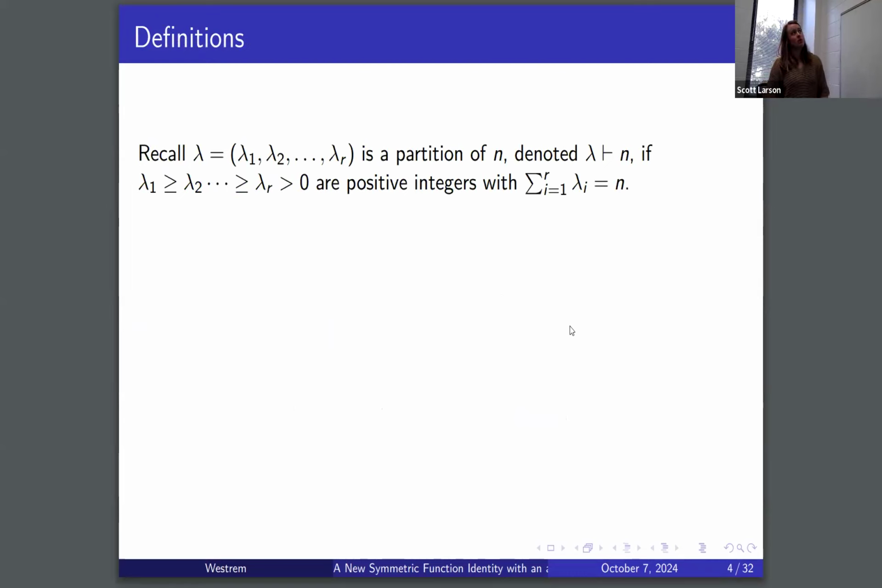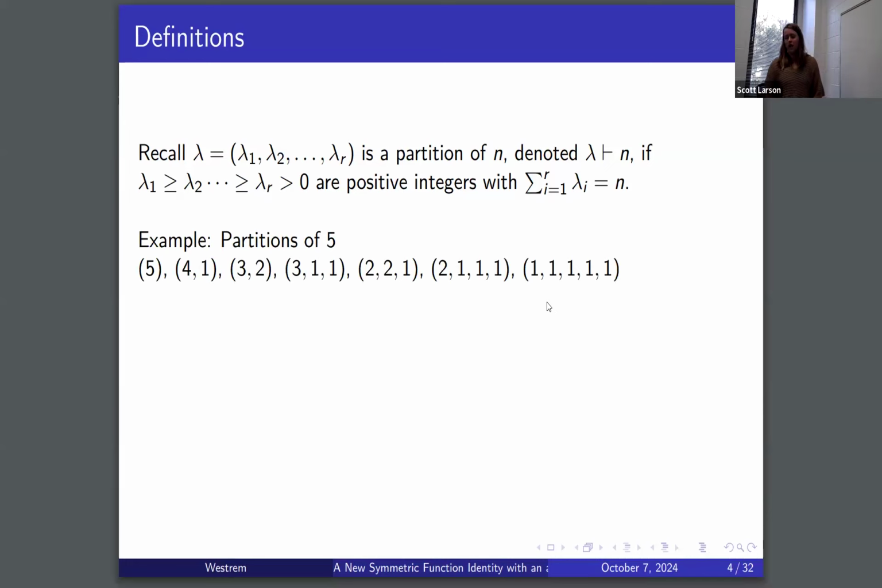Lambda will be a partition of n, denoted lambda 1 through lambda r, so r parts, if we have weakly decreasing parts, they're all positive integers, and all of the parts sum to n. So that will be a partition of n. For example, the partitions of 5 are 5, 4 1, 3 2, 3 1 1, all the way down to 1 to the 5th, or 1 five times. So those are the partitions of 5.